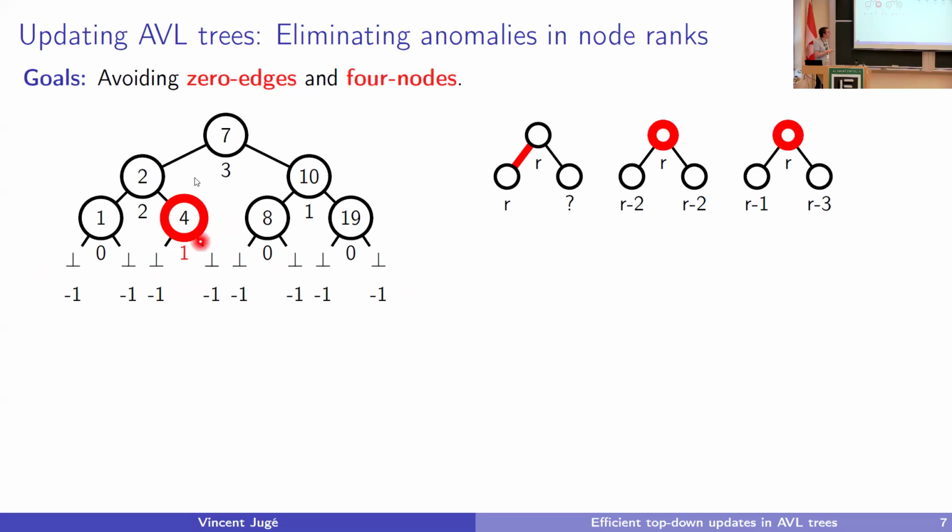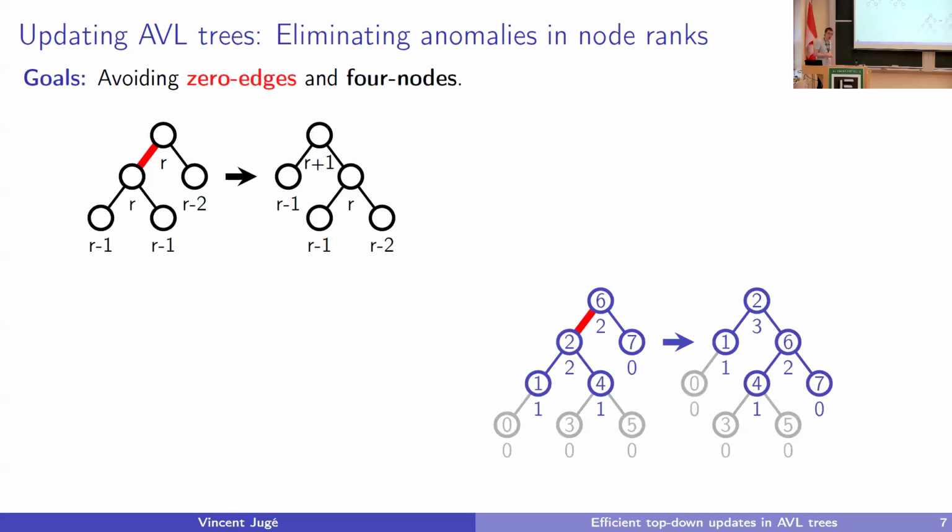So in general, I call it a 4 node, because it's a node where, when you look at the differences between the rank of the node and its children, the sum of the differences is 4. And this should never be the case. These are the 2 kinds of anomalies that we can have. We could have 5 nodes or maybe -1 edges, but it turns out that this never happens. So now we'll see how the plain textbook algorithm from 60 years ago works for eliminating these 0 edges and these 4 nodes.